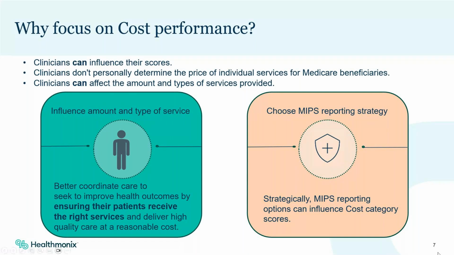You can influence the types of service. You can ensure that patients are receiving the right services at the right time, based on specialties, based on knowledge, based on knowing your patients. You can look at making sure that your patients are appropriately documented. And you can also influence your score by choosing the right MIPS reporting strategy. So we're going to talk a little bit about both of these today.